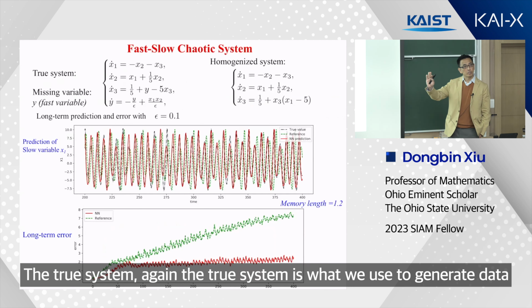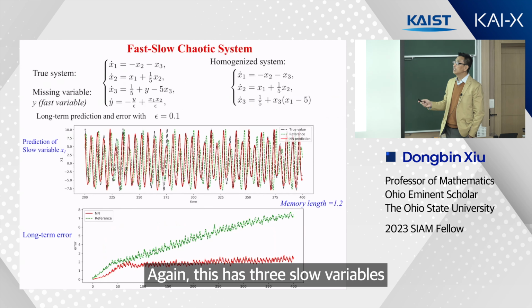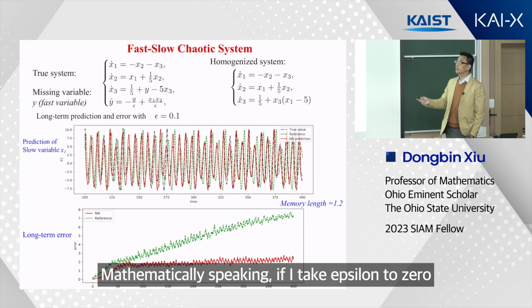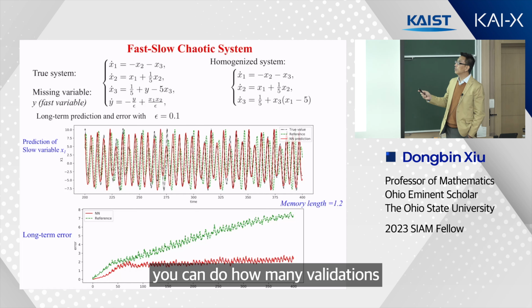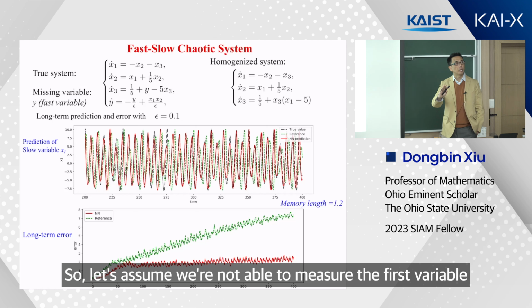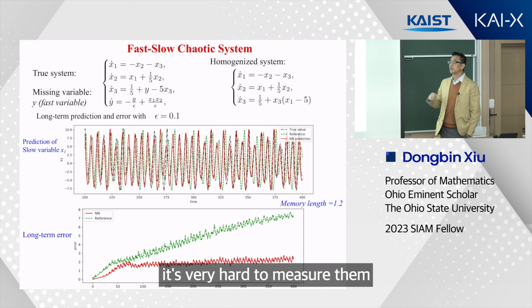The true system, again, the true system is what we use to generate data, has 3 slow variables and 1 fast variable, depending on epsilon. Mathematically speaking, if I take epsilon to 0, you can do homogenization. The slow variable would follow this, right? So let's assume we're not able to measure the fast variable. They go too fast. It's very hard to measure them.